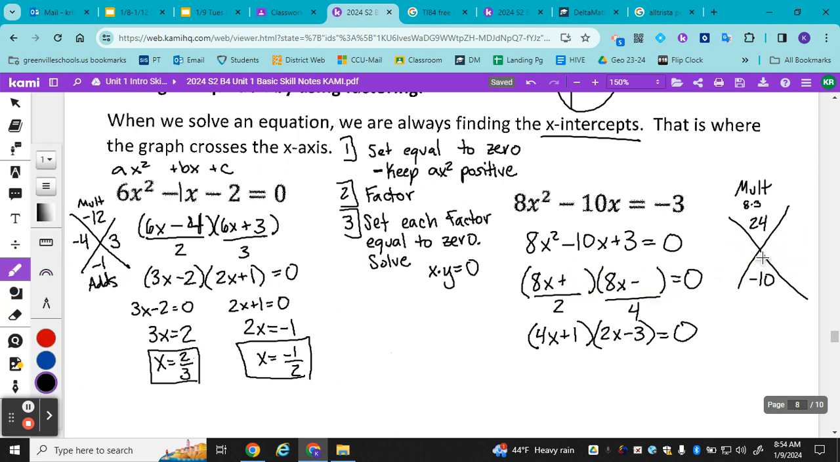Because to multiply to a positive and add to a negative, they both have to be negative. So I chose the wrong factors. That's why we check.